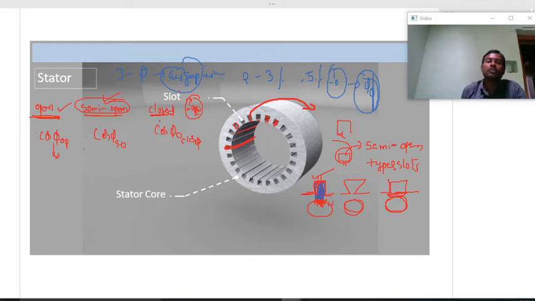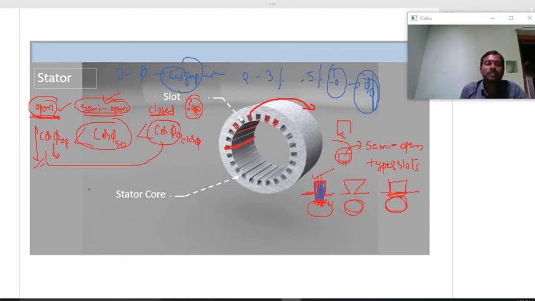In the closed type the power factor will be more, compared to the semi open and the open, because if the air gap increases, the no load current drawn from the source increases. That is nothing but reactive power. If the reactive power drawn increases, then the power factor decreases. In the open type slots the power factor decreases, and in closed type the power factor will be more. In the semi open type the power factor will be in between open and closed.